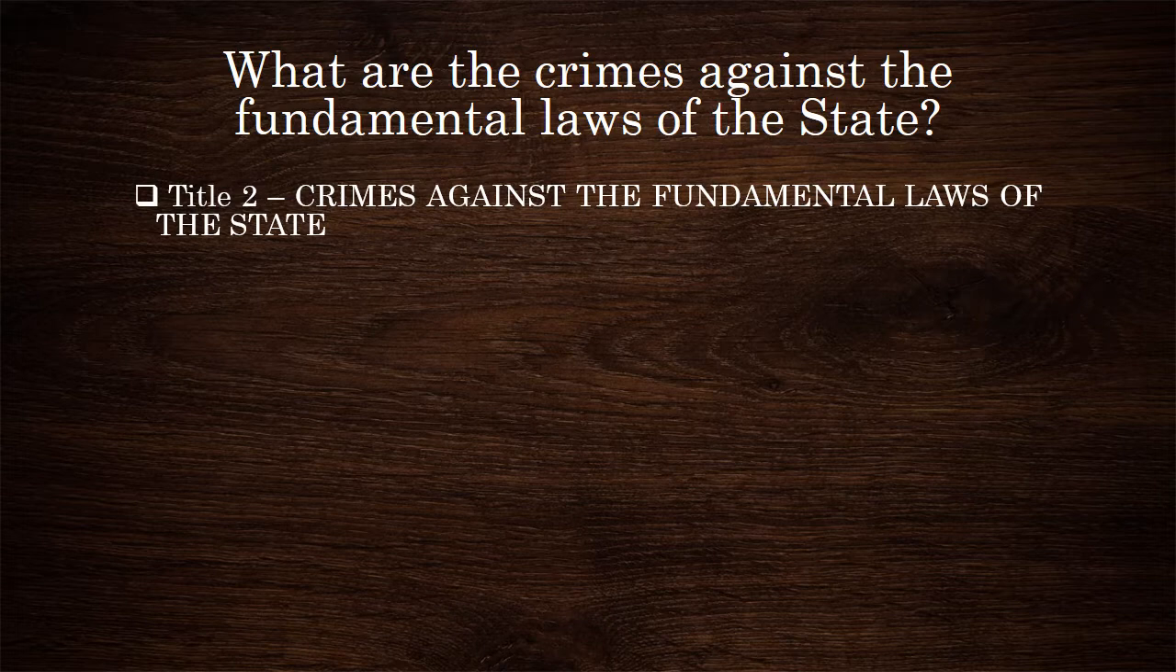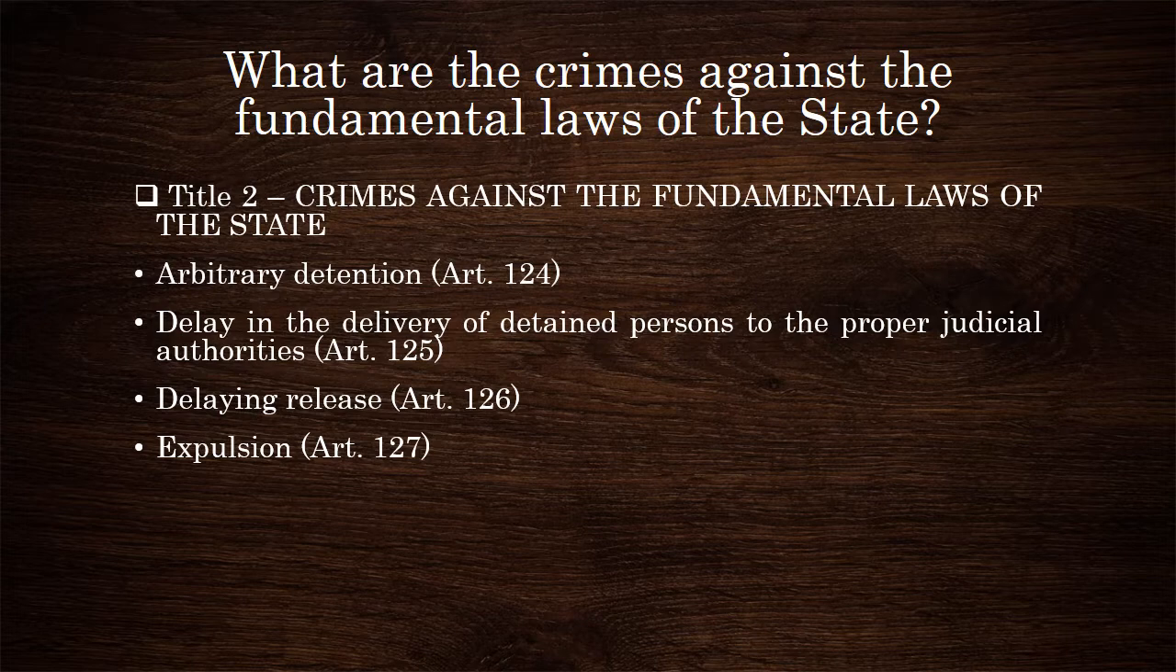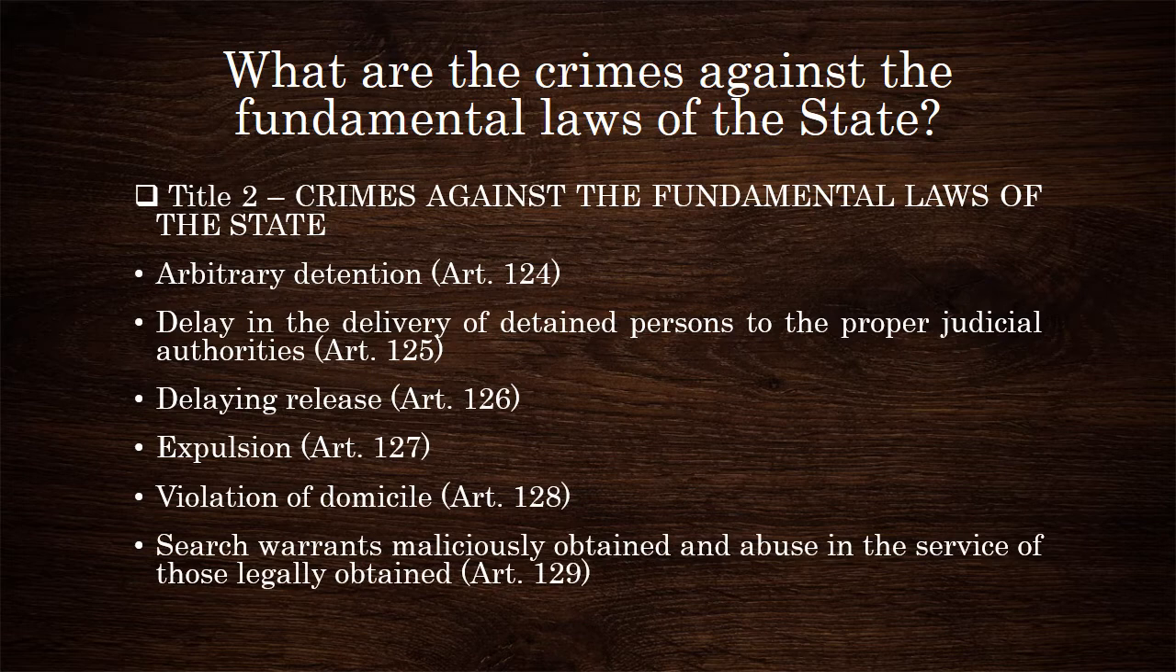So, to repeat, we have Article 124, the crime of arbitrary detention. Article 125, delay in the delivery of detained persons to the proper judicial authorities. Article 126, delaying release. We also have Article 127, expulsion. Article 128, violation of domicile. Article 129, search warrants maliciously obtained and abuse in the service of those legally obtained.